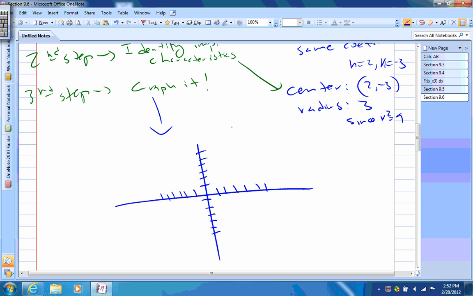So if I locate 2, -3, which would be right here, and the radius is 3, so if I go 3 away in each direction, so notice I went 3 up, 3 right, 3 down, 3 left. There's a circle. Actually, I could do a little bit better than that. There we go. A little more accurate there. So that's it. Very simple.